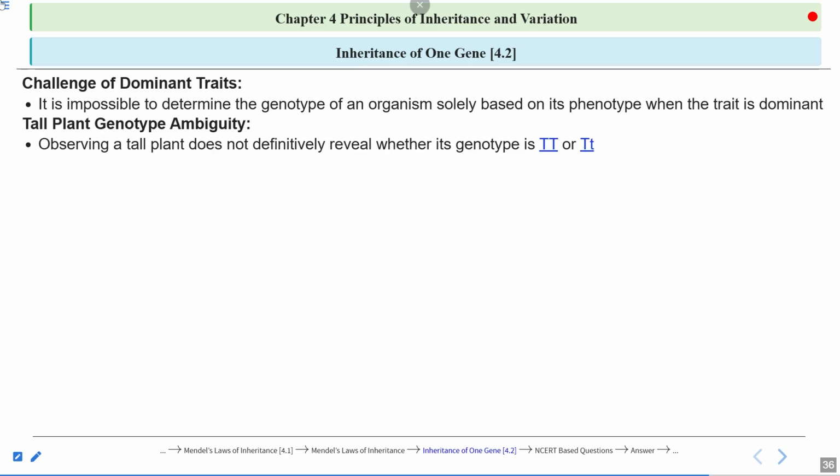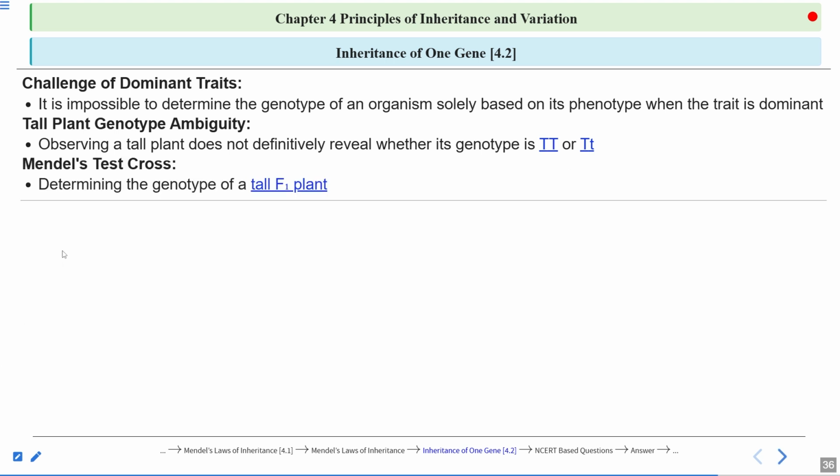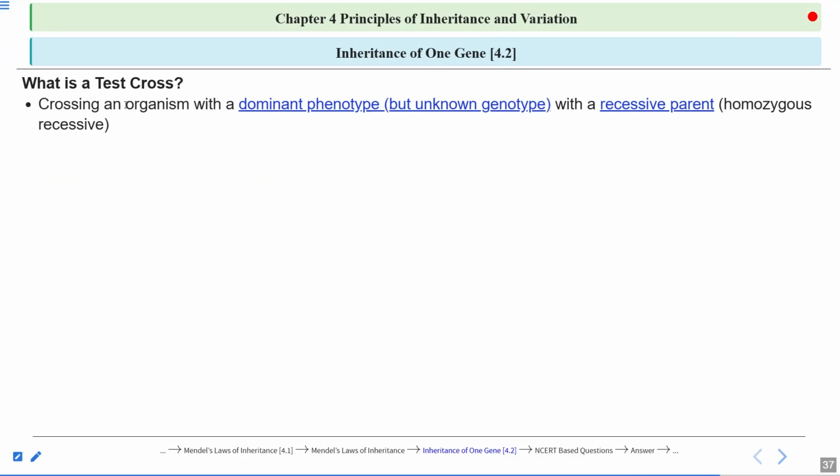Okay. So observing a tall plant does not definitely reveal whether its genotype is capital T capital T or capital T small t. So for this, you have to do a test cross. So what is a test cross now? Crossing an organism with a dominant phenotype. Dominant phenotype means, suppose let's take the example of a tall plant. Tallness is a dominant phenotype. So the plant is tall, but its genotype is unknown.